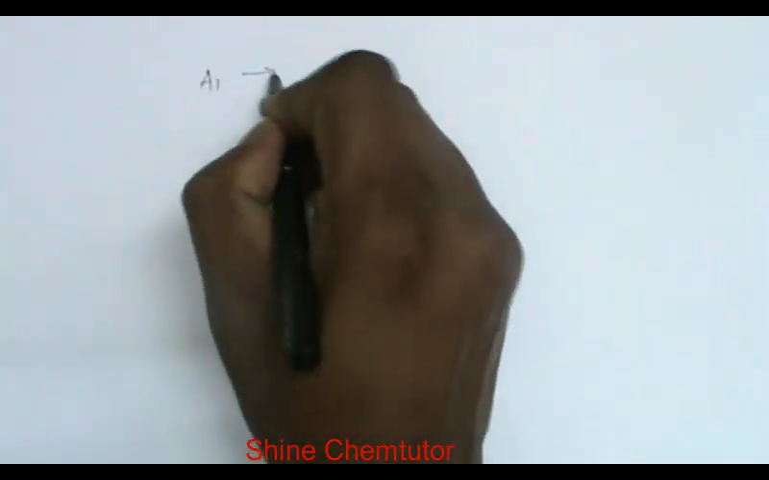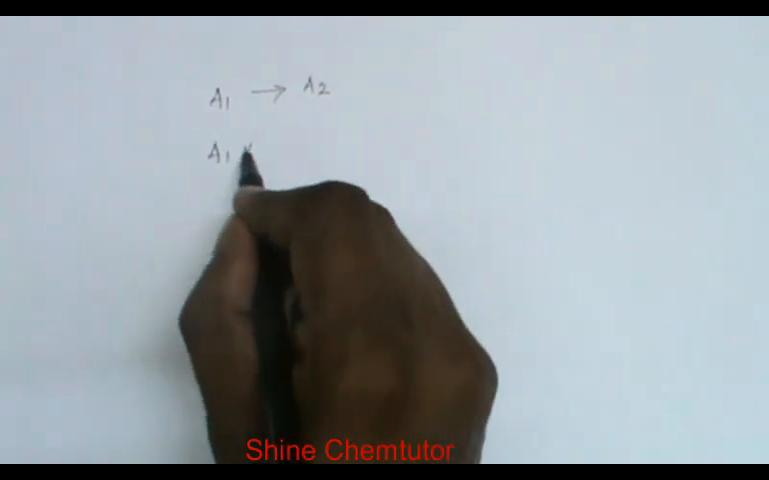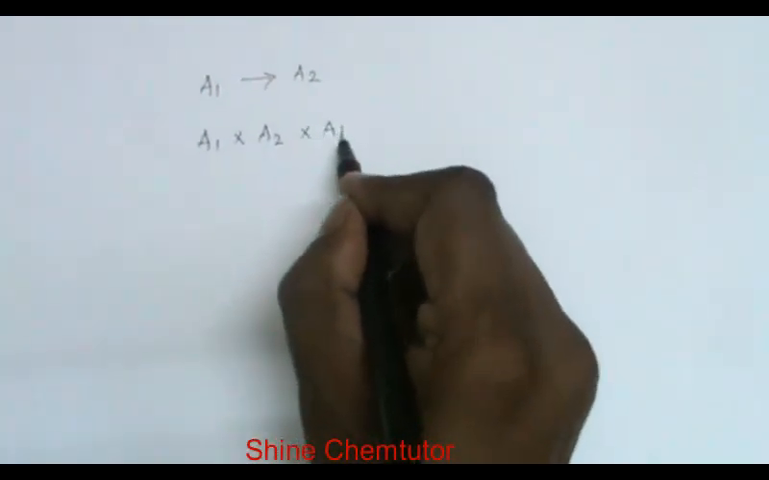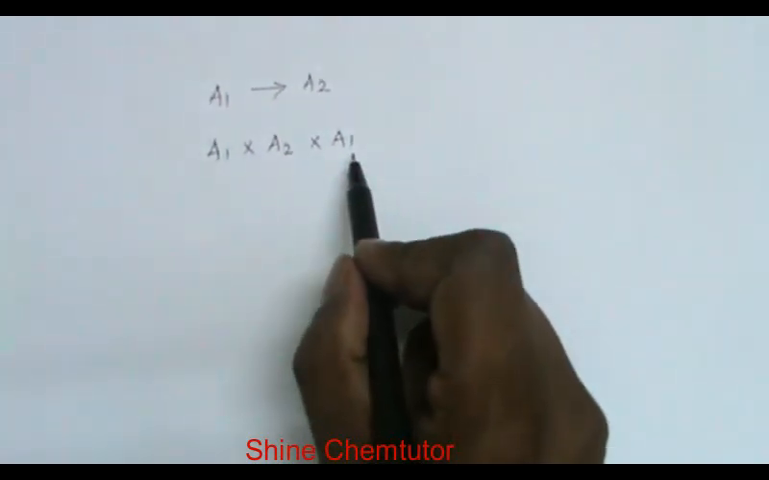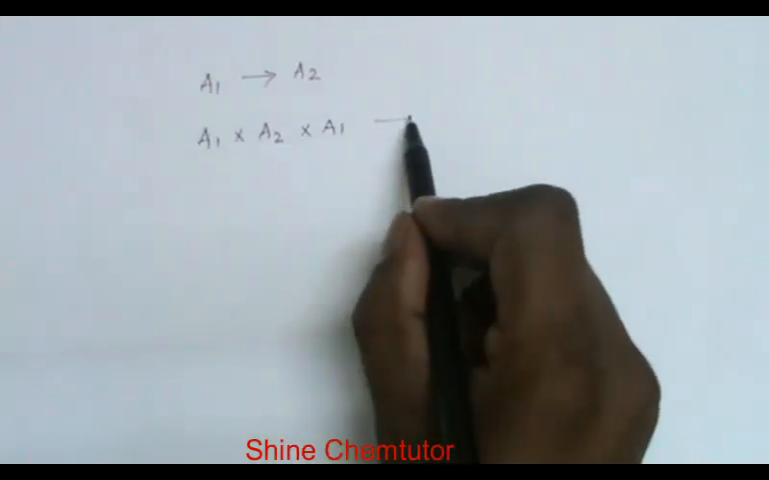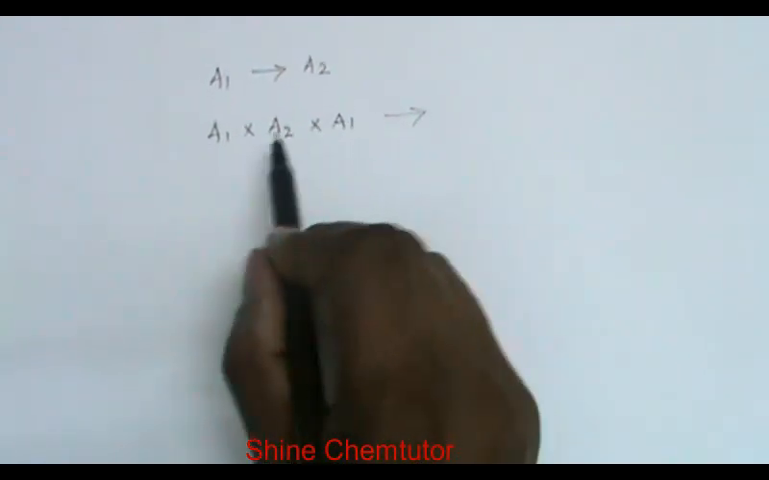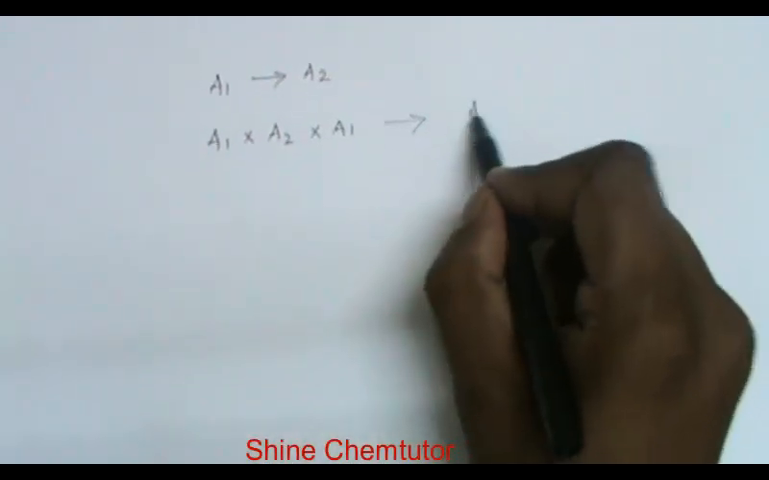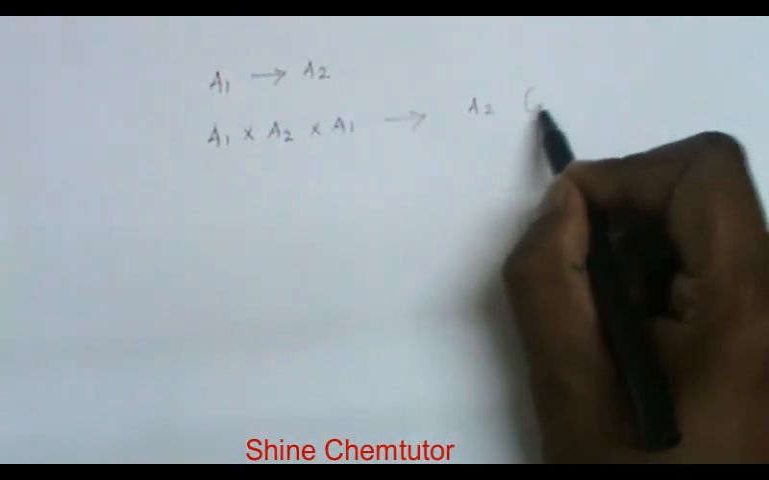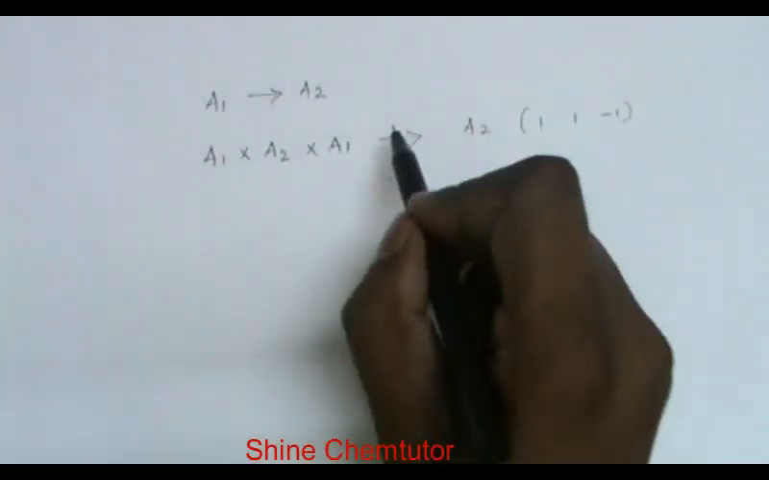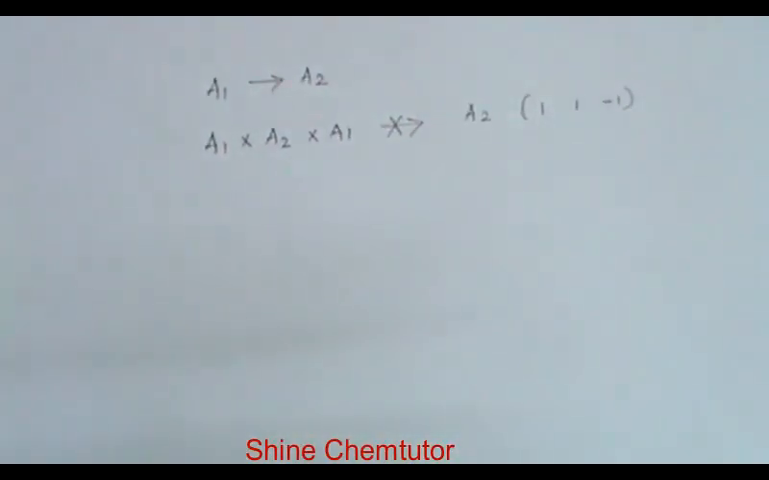Finally, let us go for A1 to A2. I go for the direct product. A1 into A1 is the irreducible representation for the z coordinate. A1 into A1 will be A1, and A1 into A2 will be A2. The characters will be 1, 1, minus 1. It is not symmetric. Because of that, it is not allowed.